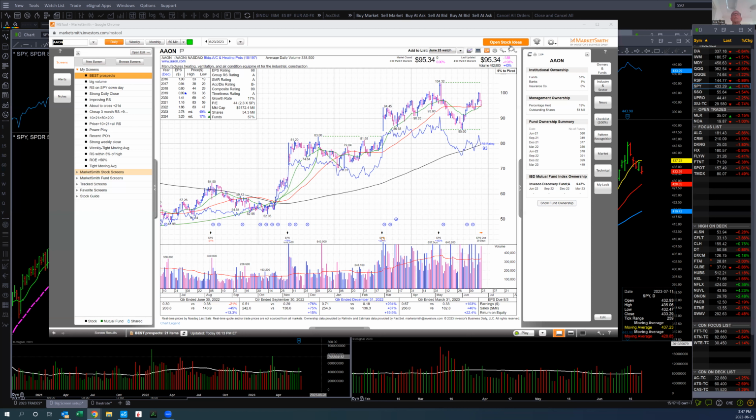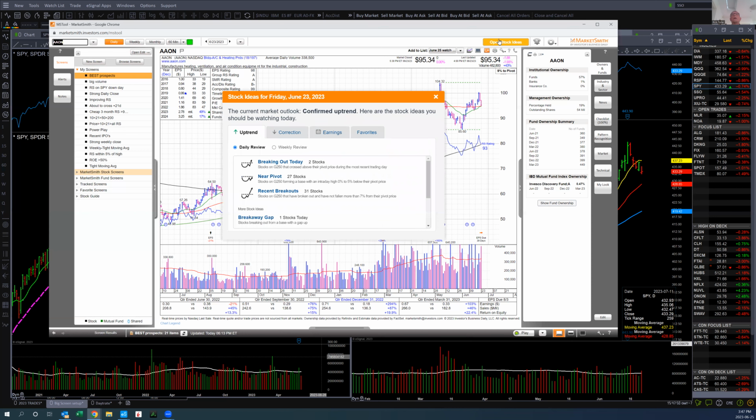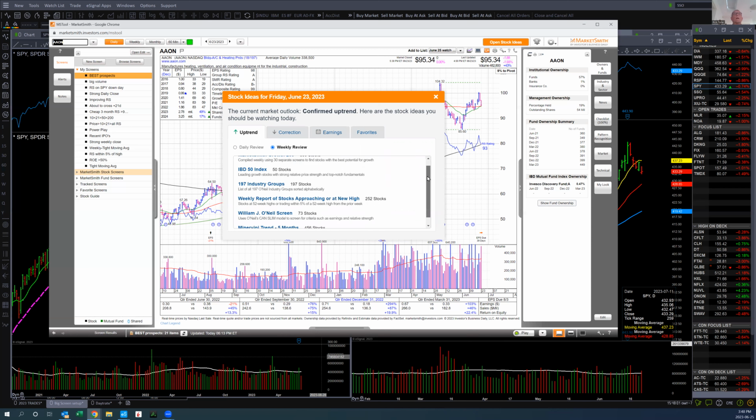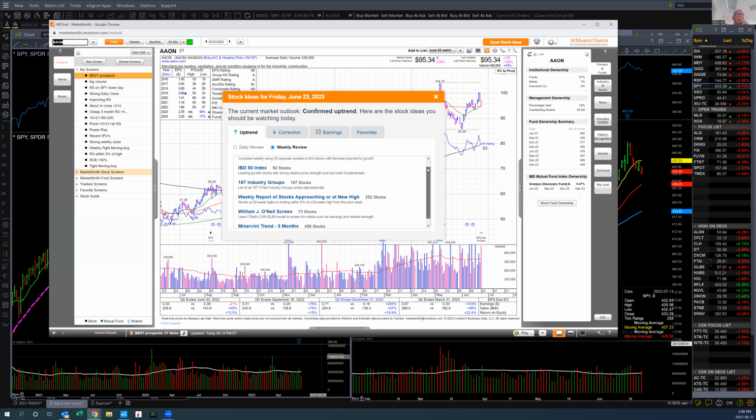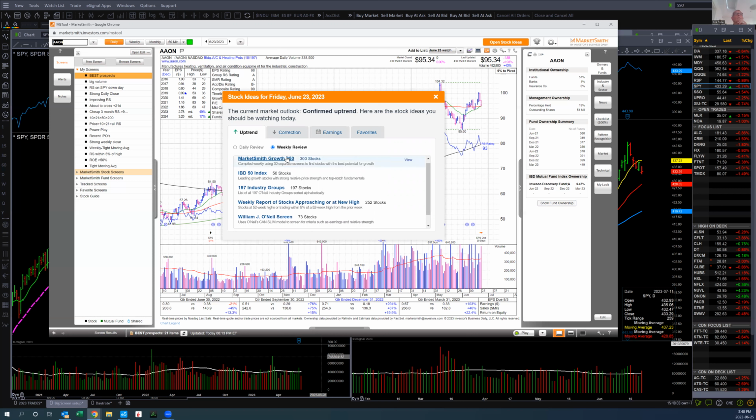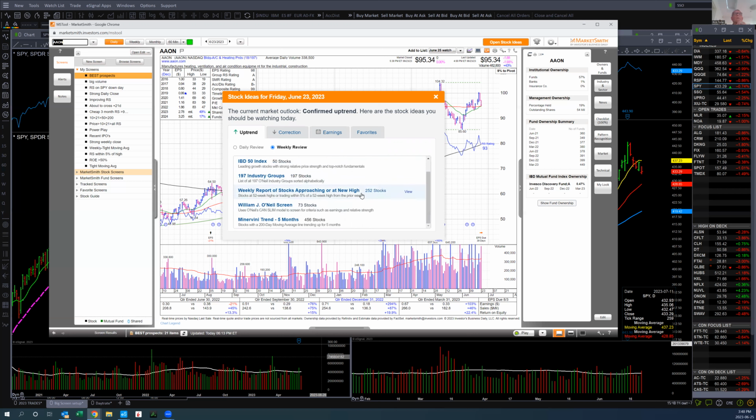So one of the things I start off with is there's a little tab up here called Open Stock Ideas, and I do this on the weekend. So there's a few scans that I look at on the weekend. Some of them are pre-configured by Investors Business Daily. They include their Growth 250, the IBD 50 index, their industry groups, stocks approaching new highs, William O'Neill screen, and a Mark Minervini trend screen.